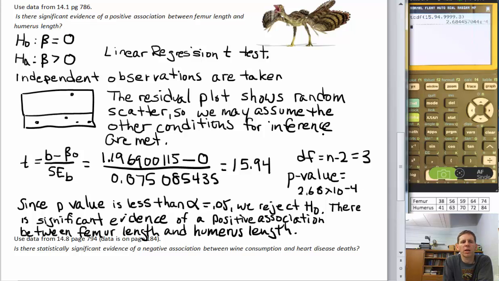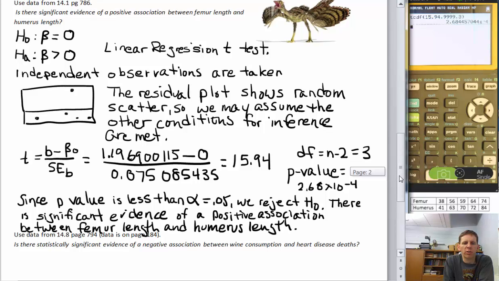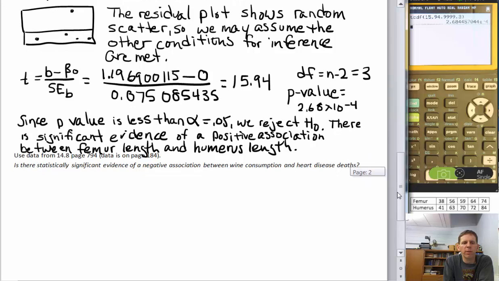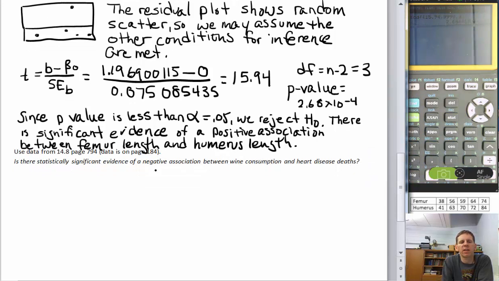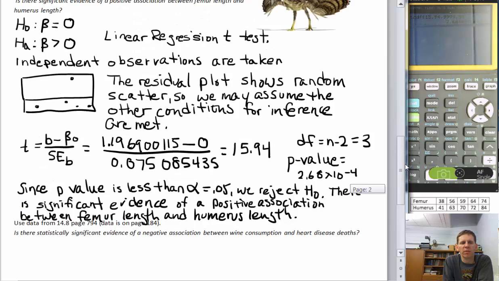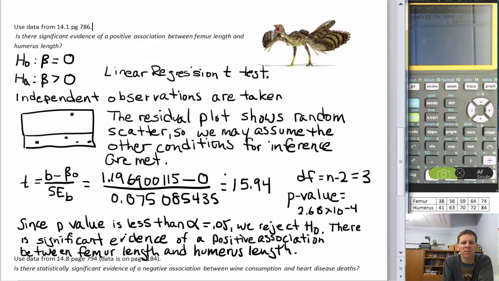This addresses the 4 steps of setting up a linear regression t-test. There's an additional problem on your worksheet as well that you should be able to work through on your own at this point. You'll use data from page 184 and answer the question, is there significant evidence of a negative association between wine consumption and heart disease deaths? So think about what a negative association would look like in your hypothesis. Keep that in mind as you're working through that example.